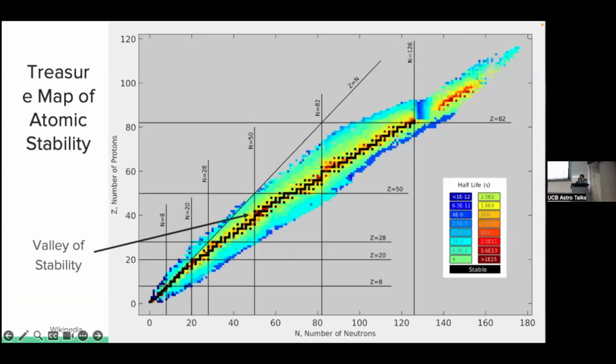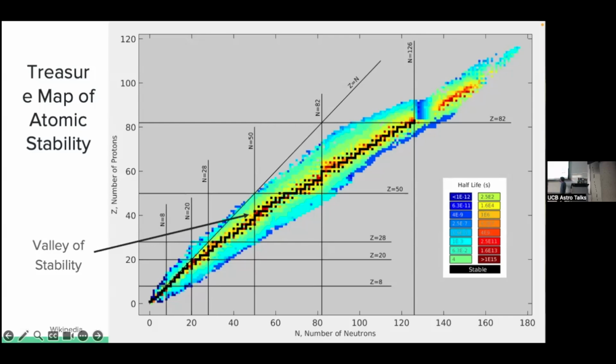And so we can look here. I have a map where the x-axis is the number of neutrons of a particular atom or a particular isotope, and the y-axis is the number of protons. And so every single cell here is a particular isotope. The coloring here talks about what the stability of that atom is.